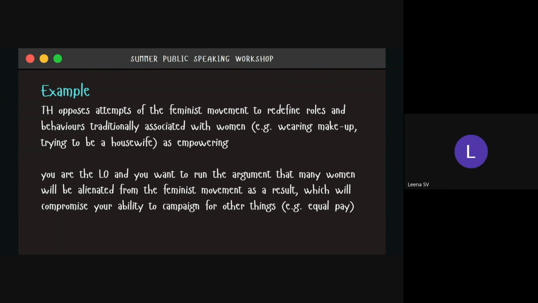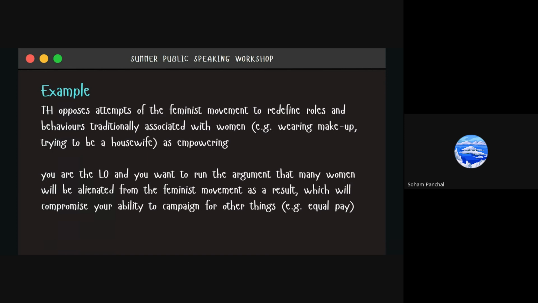Sir, so are we opposing this movement or are we with the movement? No, this is not about opposing or supporting the movement. This is basically that the feminist movement is redefining these roles. For example, the feminist movement says that you do not need to wear makeup, you do not need to have long hair, as has been traditional for years.